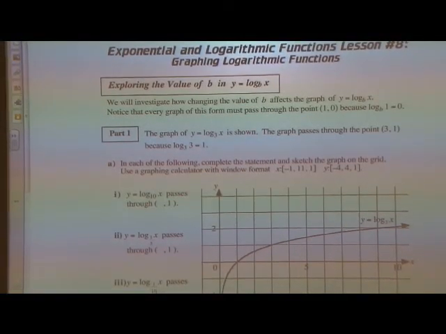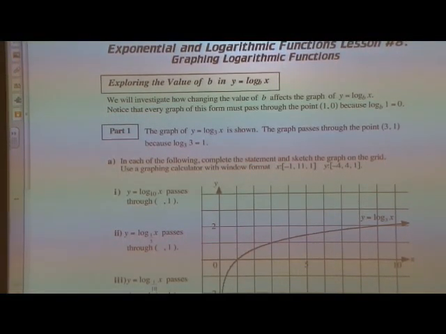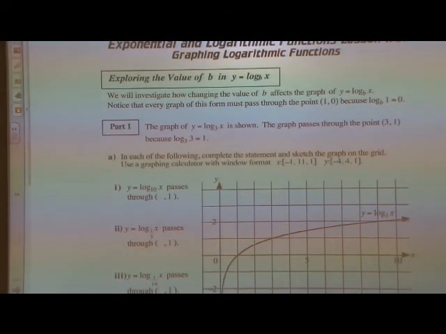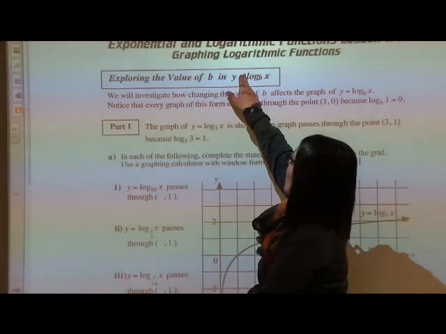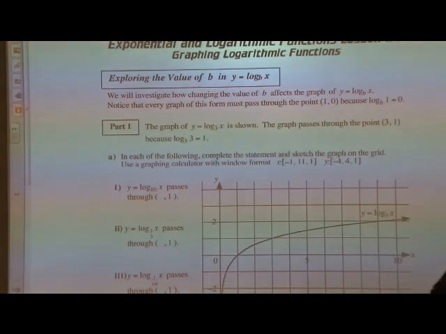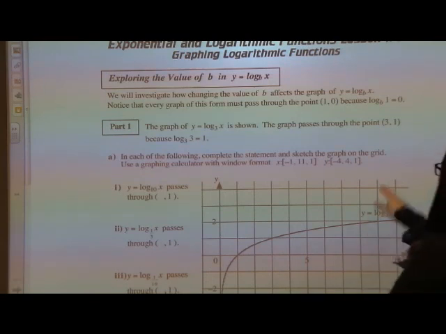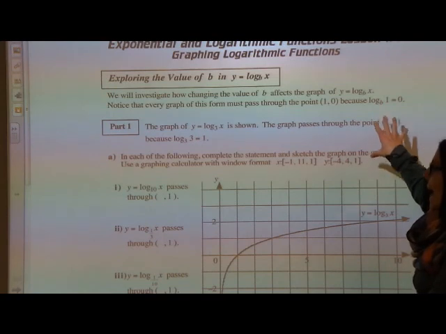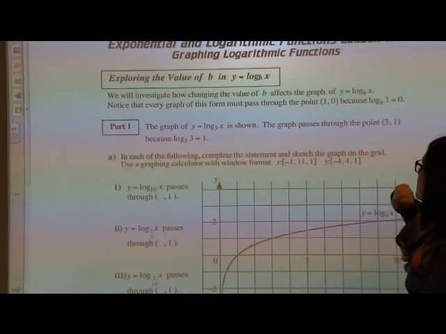So what we're going to start off with is looking at what the value of the base does in a logarithmic function. Every logarithmic graph of the form y equals log base b of x, meaning that there is no value out in front, has to go through (1, 0), because log base b of 1 is equal to 0. Any base to the power of 0 is going to be equal to 1. So that point has to be on the graph.